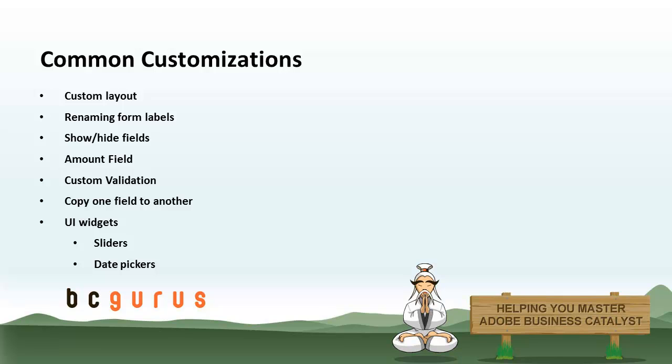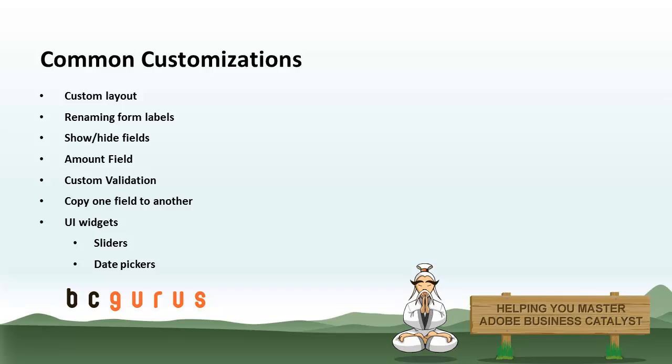You can completely replace the validation that BC provides. You could use something like jQuery validate if you wanted to. We might copy one field to another, for instance on a sign-up form when it asks for the user's email address and a username for that user. A lot of the times we want the user to use their email address as their username, so when they're done filling out the email address field, we'll copy that data into the username field so that when the user is created it will be consistent there.